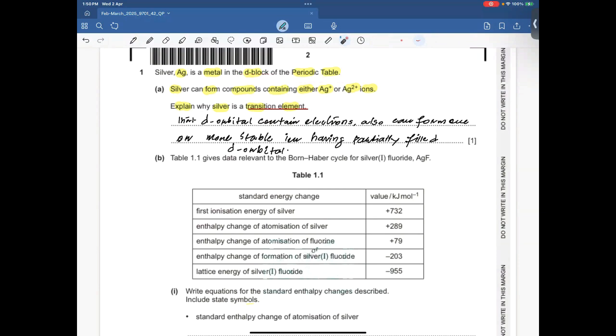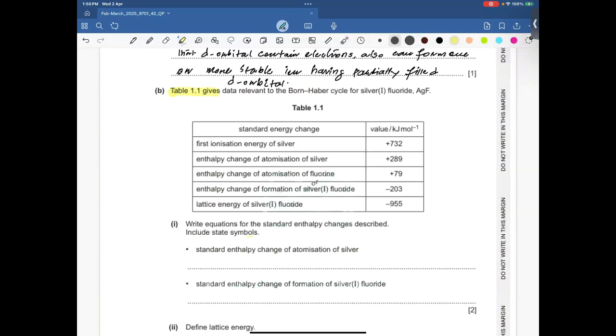All right. Next part, table 1.1 gives data relevant to the Born-Haber cycle for silver 1 fluoride, which is a formula of AgF. So guys, we know the ionization energy of silver, atomization of silver, atomization of fluorine, lattice energy of AgF, and formation. What's not given in this data? Have you observed this? I think electron affinity data is not given. And since it's not given, which means we need to calculate it in the later part. All right. That's the most likely question in this scenario.